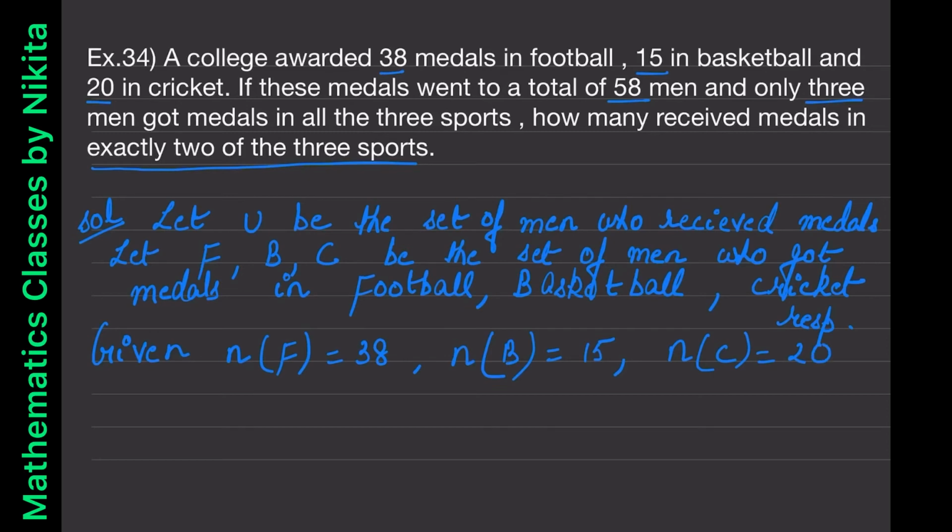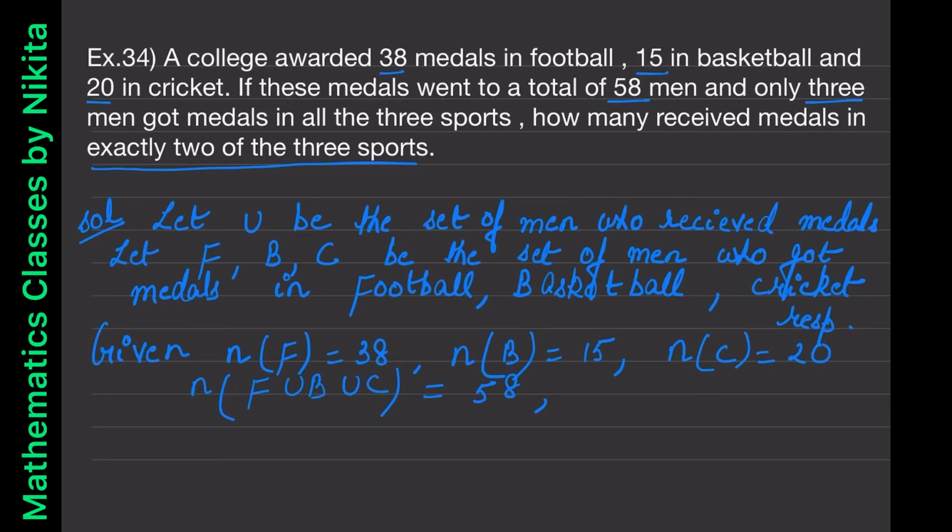If these medals went to a total of 58 men, so to a total of 58 men. So basically this is your F union B union C. So this value is 58.